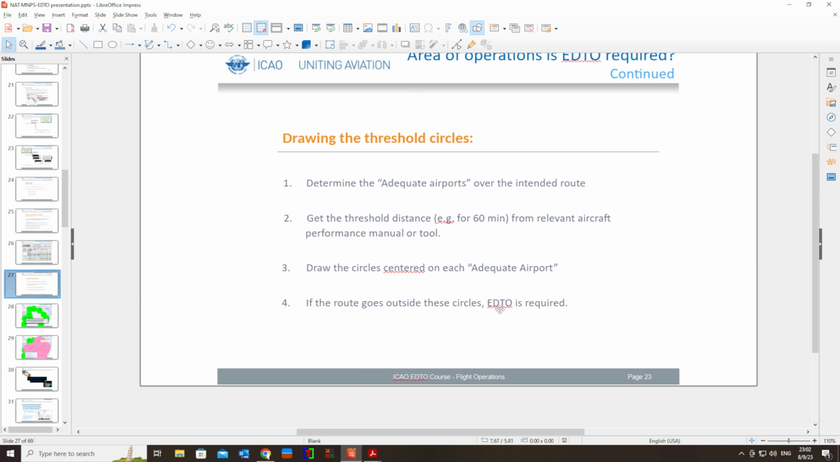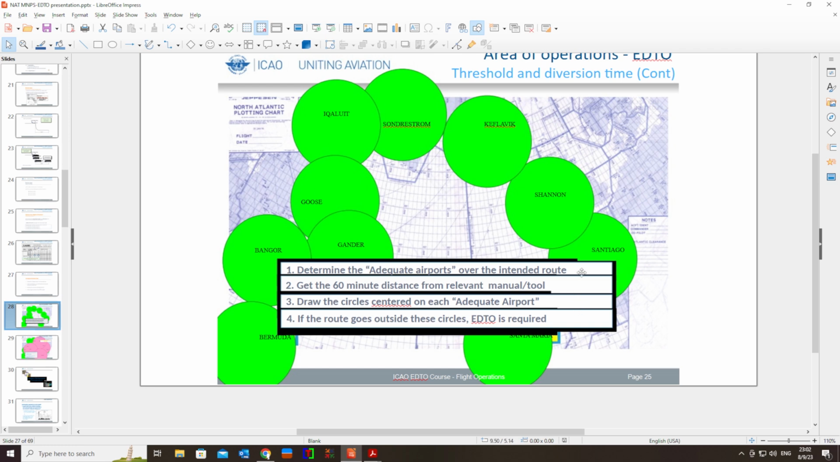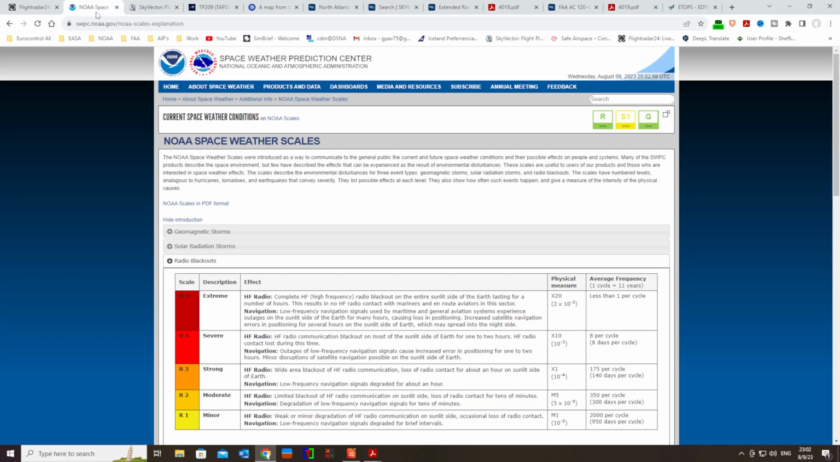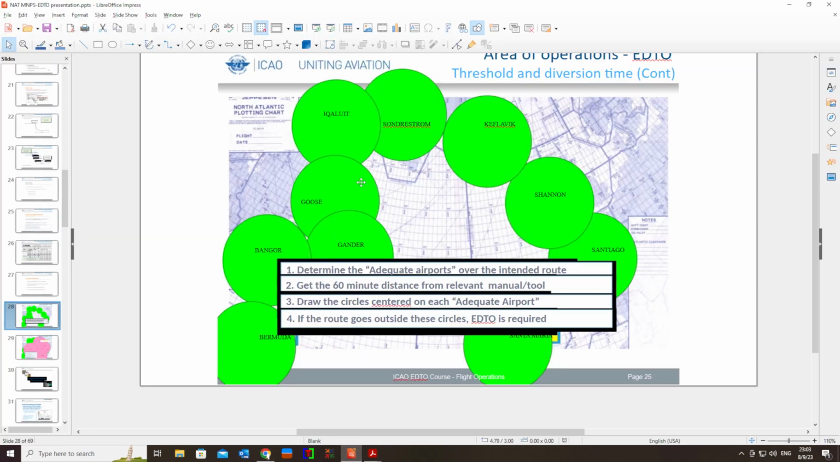If it goes outside these circles, these ones, you need an ETOPS. These are all the circles covering 60 minutes. So consider that if you have heavy, moderate, or, where is the weather? Here. If you have strong, moderate, it's gonna cover it. Strong or severe, then do not use these routes here.